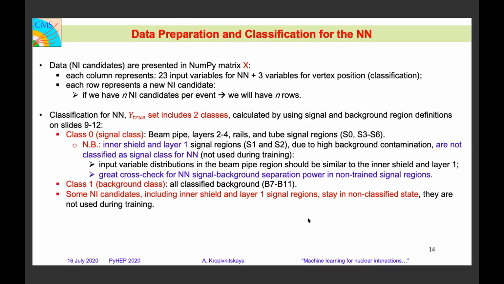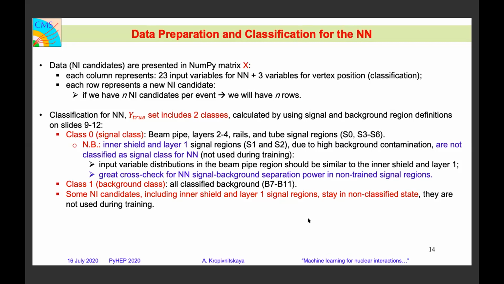So now we could discuss the data. Data for us is the nuclear interaction candidates, and they are presented in the NumPy matrix X. Each column represents 23 input variables for the neural network, plus 3 variables for vertex position, which we use for classification. Each row represents a new nuclear interaction candidate.